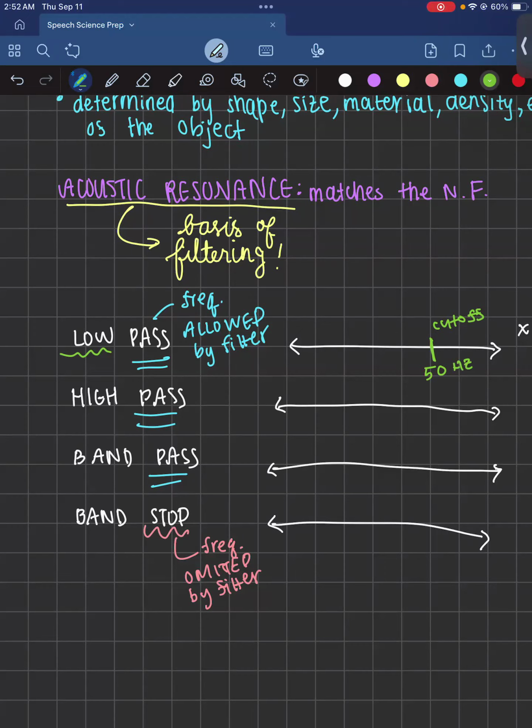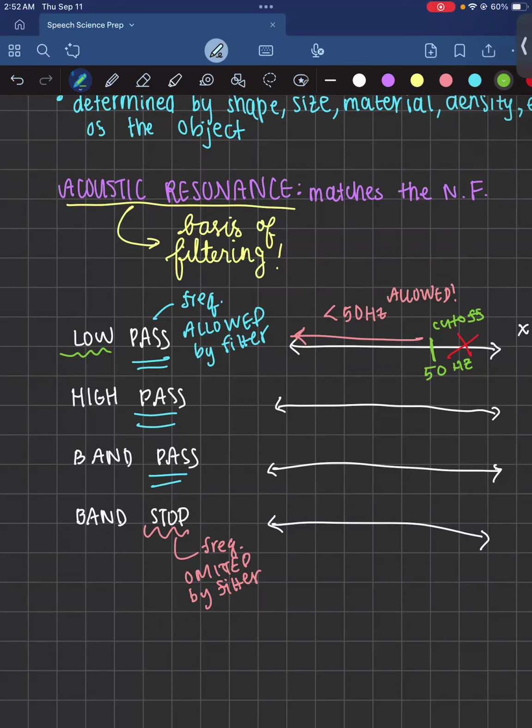So in a low pass filter, only frequencies below the cutoff are allowed. So this is below the cutoff, right? So this is less than 50 hertz. That means that it's allowed. But anything above that cutoff is not allowed. So anything above 50 hertz will not be allowed. And 50 hertz is just a random number I came up with. You can choose whatever cutoff you would like. Usually it depends on the type of research you're doing and what you want to filter.